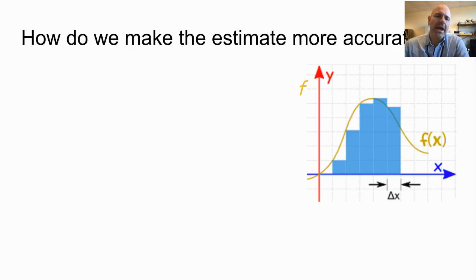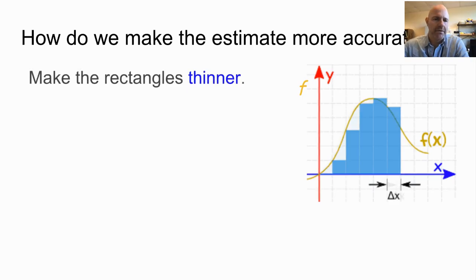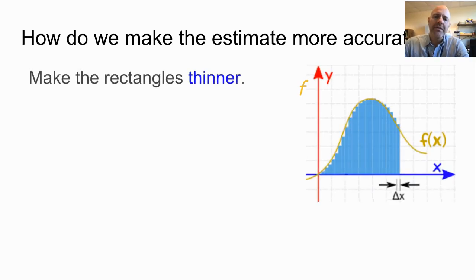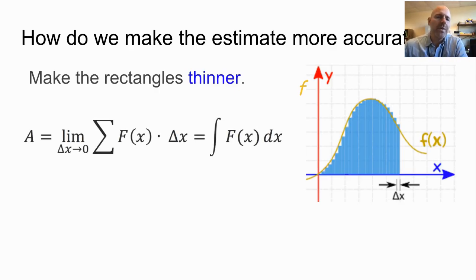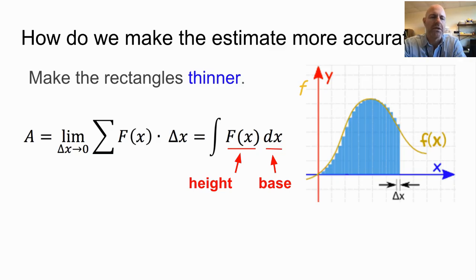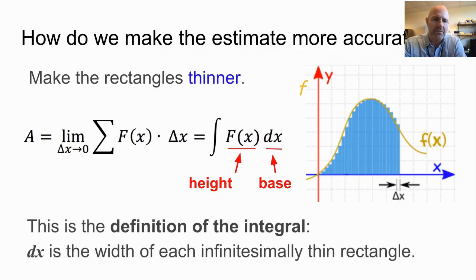But if we want to be more accurate, we make those rectangles thinner and thinner and thinner. And the thinner they get, the smaller that delta x is, and the more of them we have to add up. And so we get to a place where the delta x becomes arbitrarily small, the limit as it goes to 0, and this becomes the integral. It's a continuous sum. The height of our curve is that force, and the base is the dx, but it's so tiny, it's almost like taking a bunch of individual lines. So that's how we define the integral, where dx is the width of each arbitrarily or infinitesimally thin rectangle.